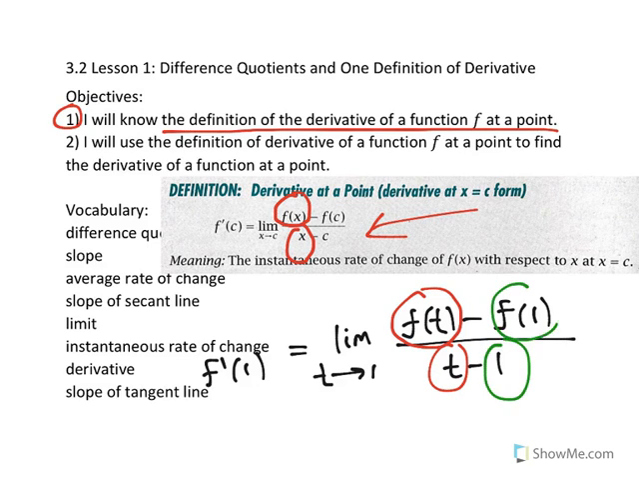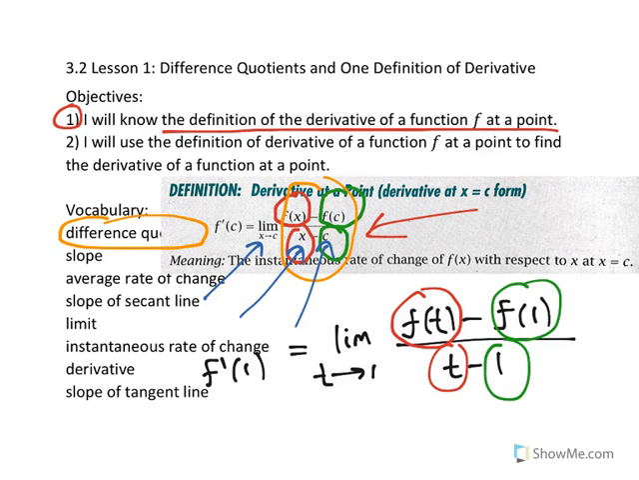I had 1 and f of 1 because I was trying to get the instantaneous velocity of the object at t equals 1 second. I could have done it for a different value of t, so more generally you have c and f of c. And you have this difference quotient. That's one of our vocabulary terms, difference quotient. And you take the limit of that difference quotient as x gets closer to c. So in our example, the times we're getting closer to t equals 1.